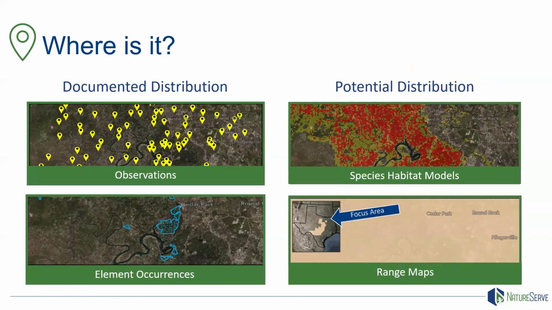This slide indicates 2 different groupings of location data that we develop and manage. On the left, we have the observation data and element occurrence data that represent the documented distribution of a species. These are places where species have been observed and verified in the field. On the right, species habitat models and range maps are different ways to map the potential distribution for places where species are likely to occur but may not have been directly observed.